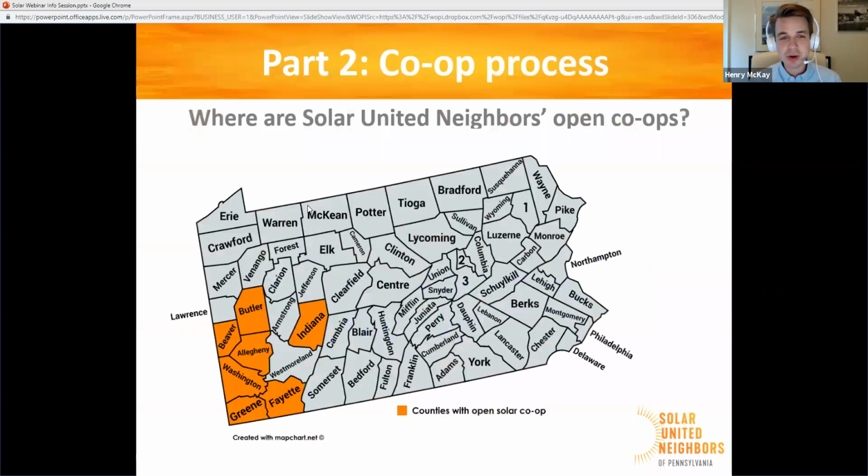I do have a map here of our solar co-ops that are active right now. So we have one in Indiana County that actually closed recently, but since there was so much interest there, we reopened it. So there's still time to join the Indiana County Solar Co-op if you live there. We have our Beaver Butler Solar Co-op serving Beaver and Butler counties. We have the Allegheny County Solar Co-op there in the Pittsburgh area. And then we have the Mon-Yough Solar Co-op that is serving residents and businesses in Washington, Greene, and Fayette counties. So if you live in one of those areas, you have a solar co-op you can join right away.